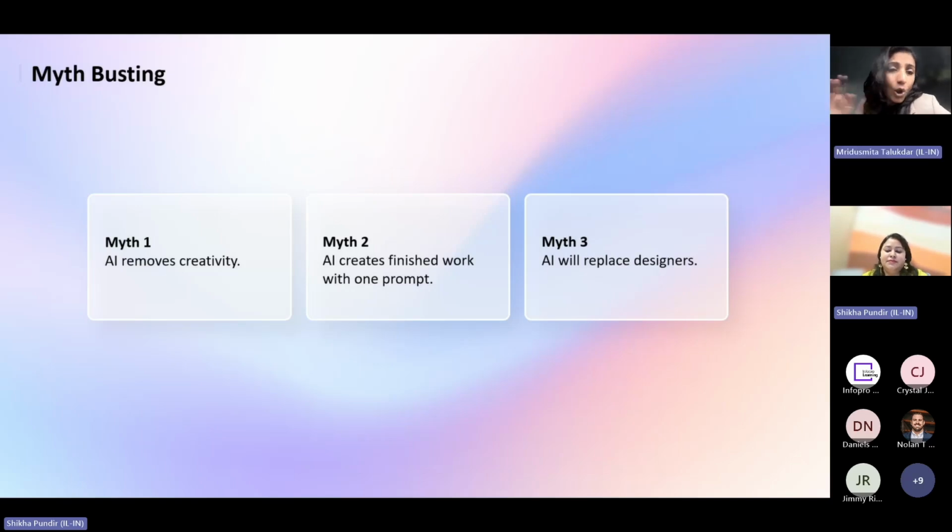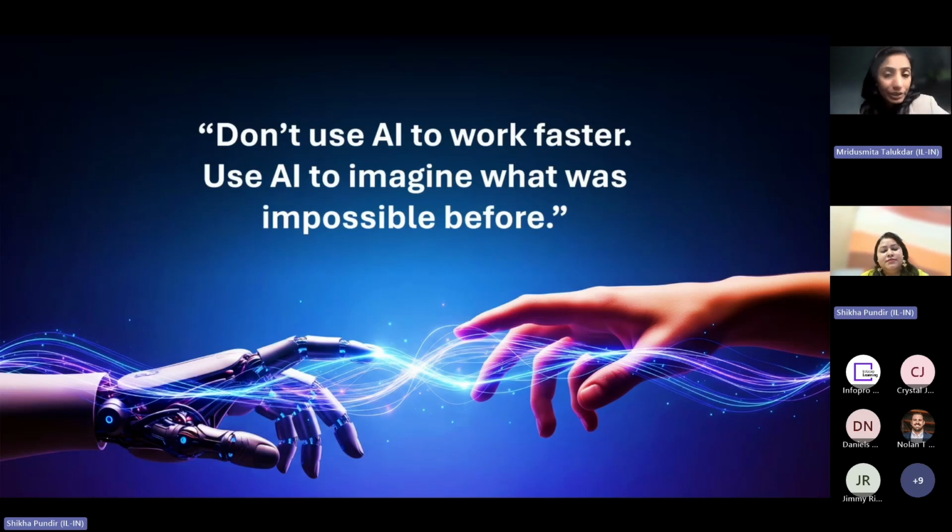Moving on, Shikha, if you could help me move the slide. So a phrase we wanted to put up: don't use AI to work faster. Use AI to imagine what was impossible before. Again, one of the most important shifts organizations need to make around AI, because if we only use AI to speed up, we are probably thinking too small. AI definitely improves efficiency, reduces production time, but that's only the entry point. The bigger opportunity is being able to reimagine what learning teams can create that earlier felt impossible for all of us.